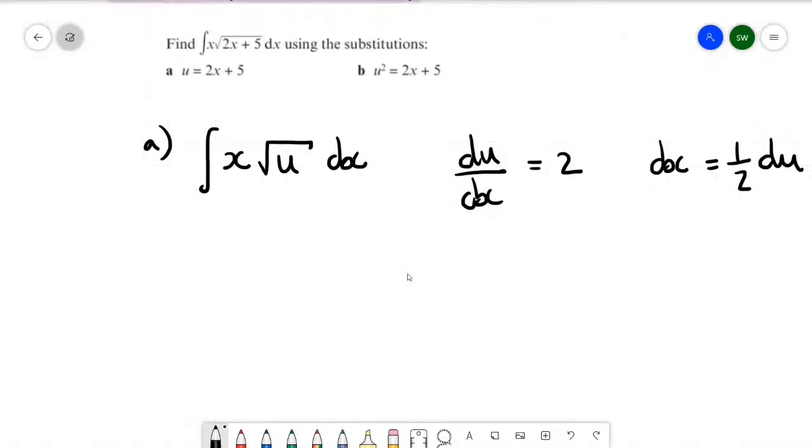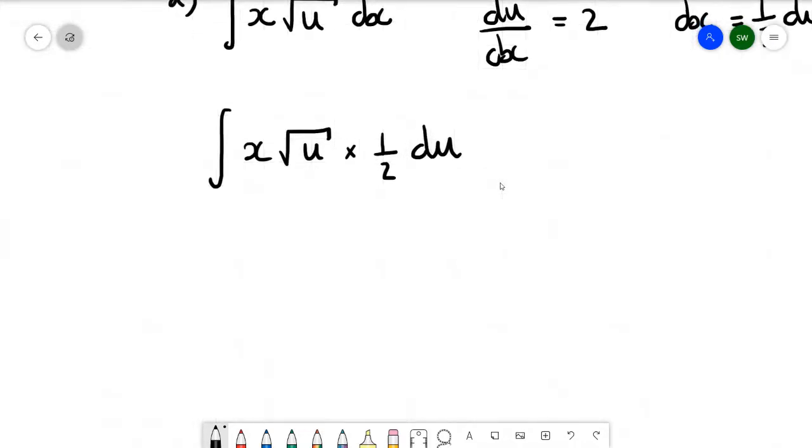So let's replace dx with a half du. And at this point, I'm actually going to take the half out of the integral. We might as well do that. We can factor out a factor of a half. And then we're going to have inside the integral x root u du.